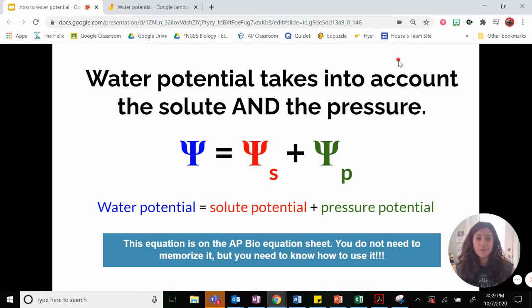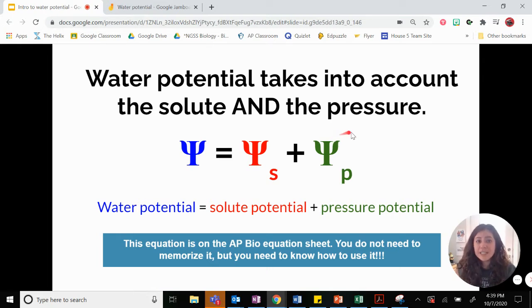Okay, so here is the formula for water potential. It's pretty straightforward, right? So the water potential is equal to the sum of the solute potential plus the pressure potential. So in other words, it's just adding up the influence of the amount of salts or sugars or whatever, the amount of solutes in the solution, plus the influence of the pressure that we are putting on the solution.